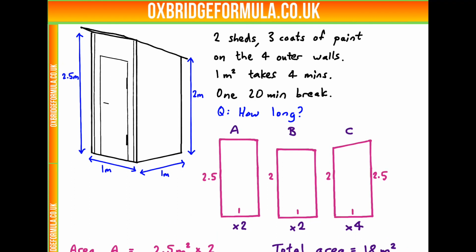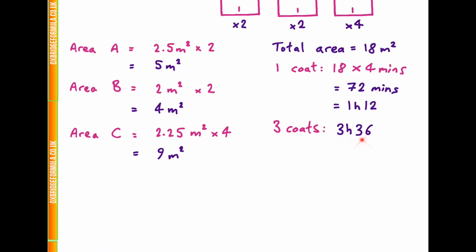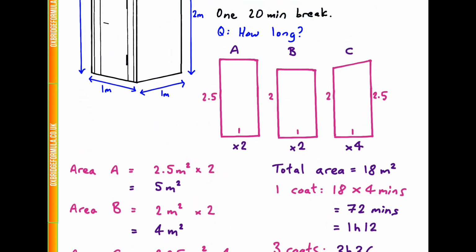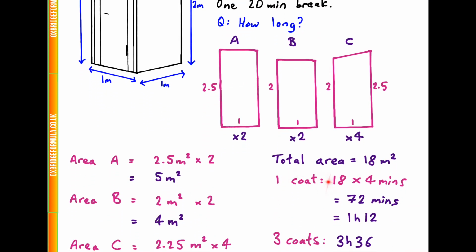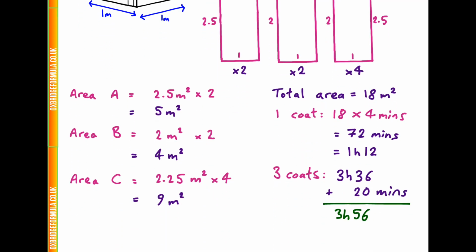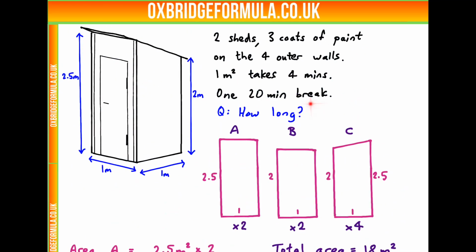Now, is this our final answer? No, because we were told that the person plans on taking 1 20-minute break. So if we need the total time, let's add on this break to our total. 36 minutes plus 20 minutes gives us 3 hours and 56. So this is the total time that the operation takes. We worked out the full area that we're painting. We worked out how long that would take to paint 1 time, then 3 times, and then we got to our final answer, including the break. So the final answer is 3 hours and 56 minutes, which corresponds to E.